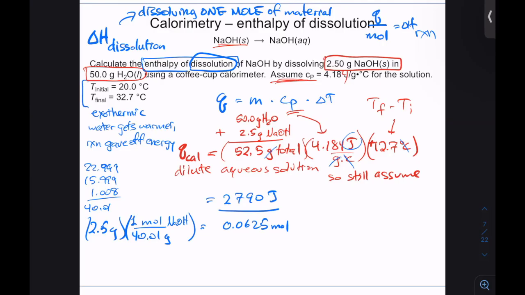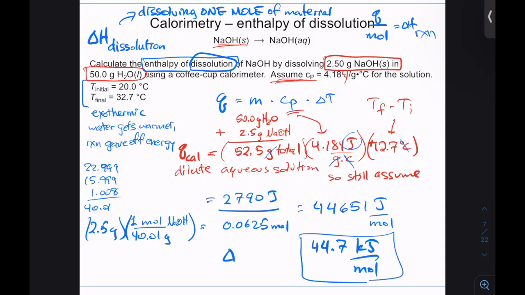Joules per 1 mole, right? 44,651 joules per mole. All right, that's a pretty large number. And remember that for delta H, that's reported in kilojoules per mole. So let's change that to kilojoules. We'll divide that by 1,000. That'll be 44.7 kilojoules per mole. That's the delta H of dissolution for sodium hydroxide based on this experiment.